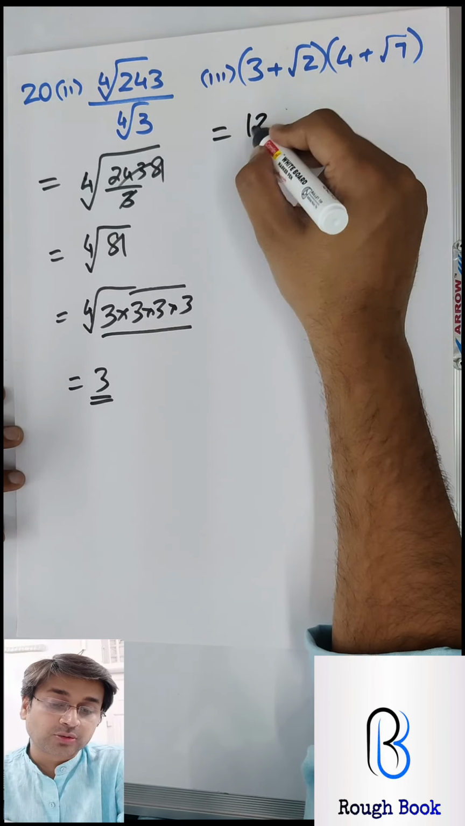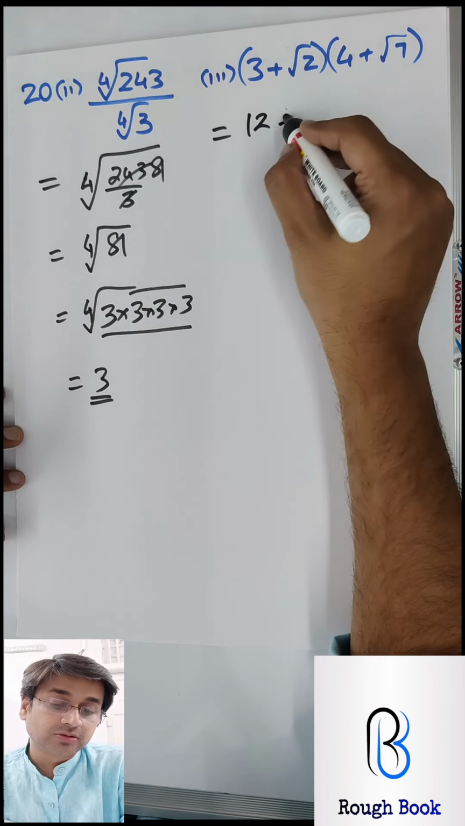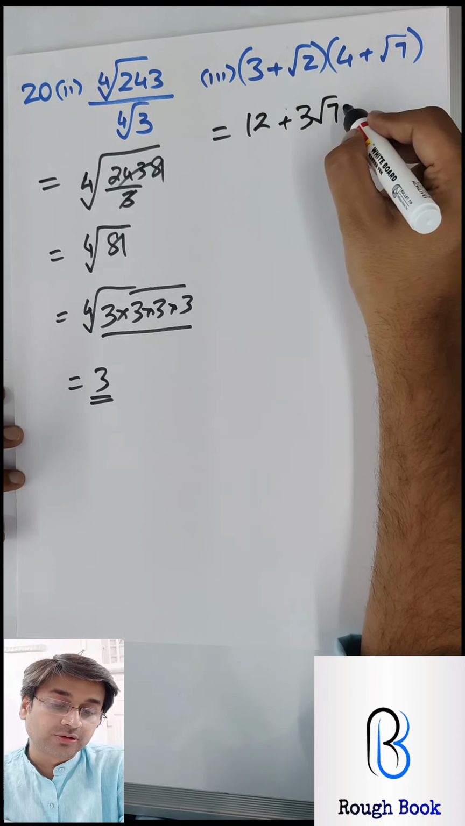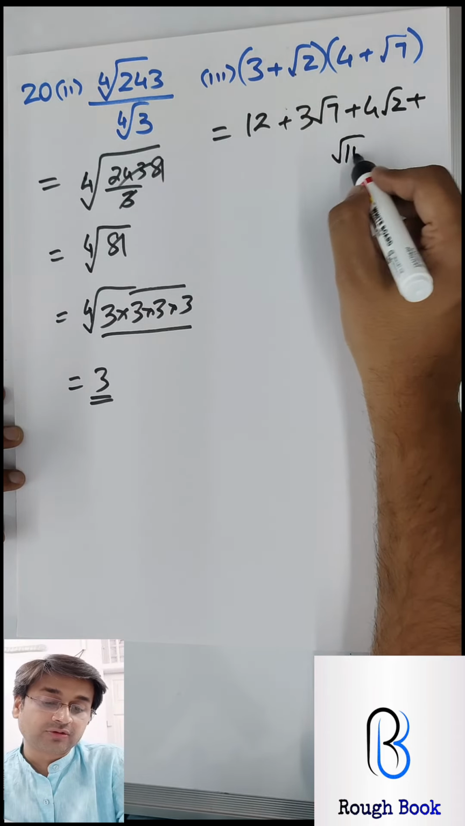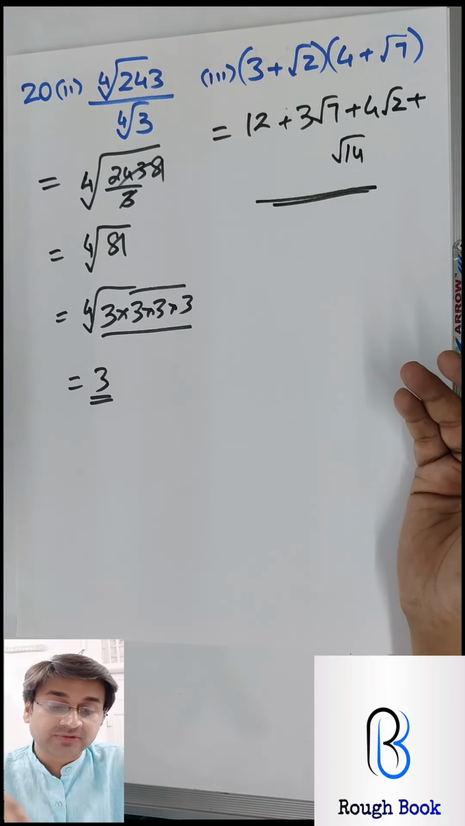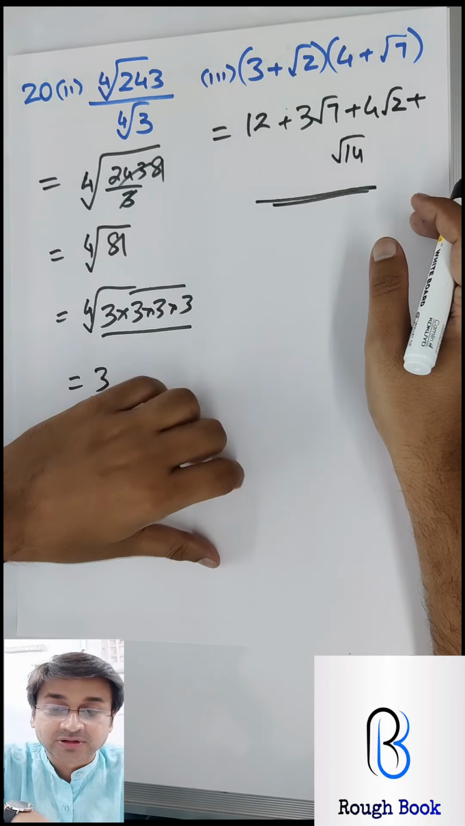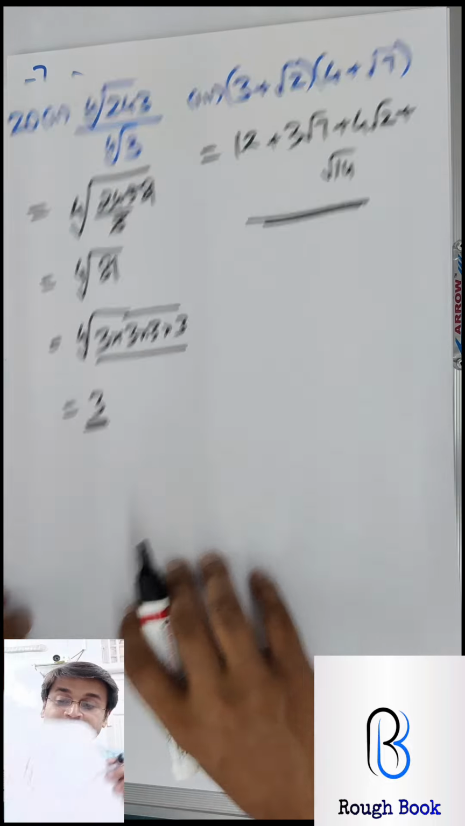3 into 4, 12. 3 into root 7. 4 into 2. And root 2, root 7, root 14. Nothing is like terms. So you have to leave the sum like that only. Got it? Part 3.